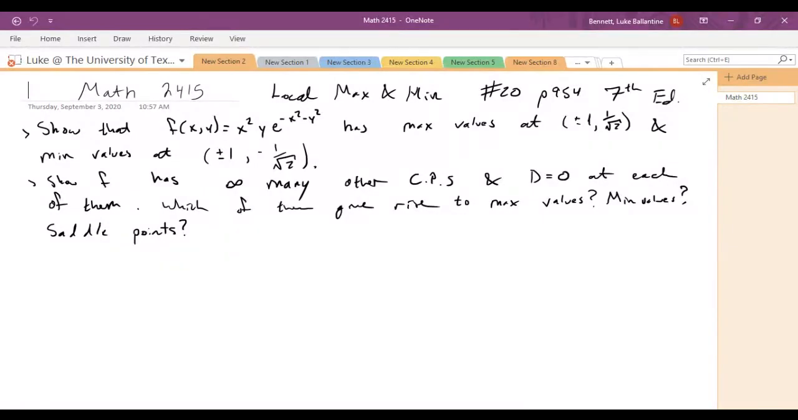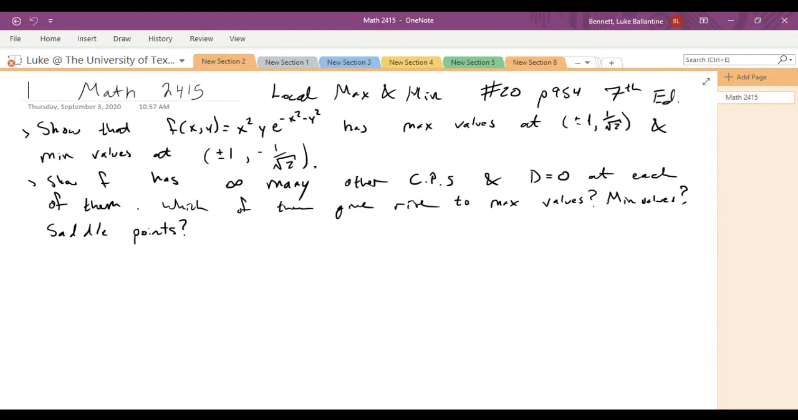edition. So show that this function has max values at plus or minus 1, comma 1 over root 2, and min values at plus minus 1, comma negative 1 over root 2. Also show that f has infinitely many other critical points, and D, the discriminant, equals 0 at each of them. Then determine which of them give rise to max values, minimums, and saddle points.